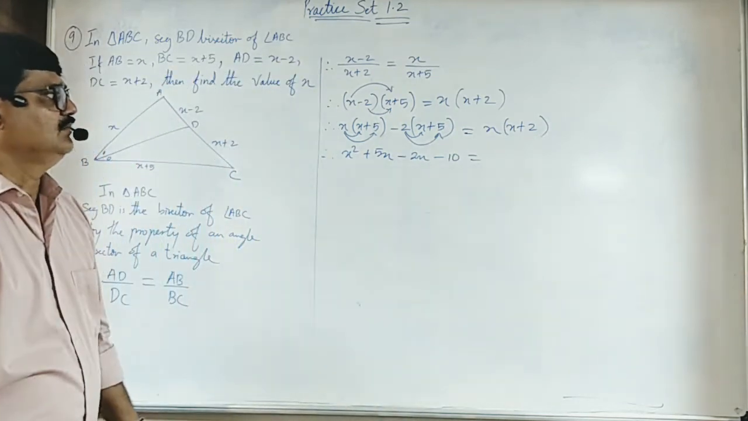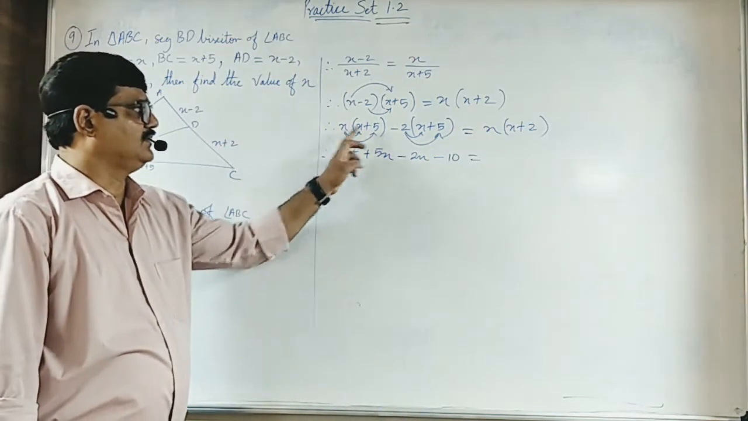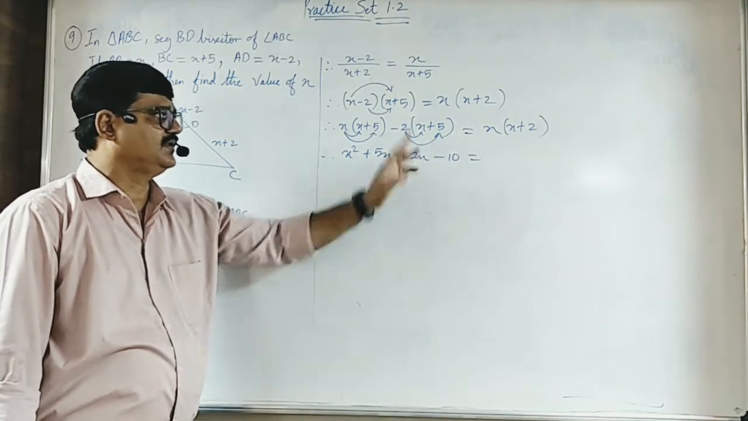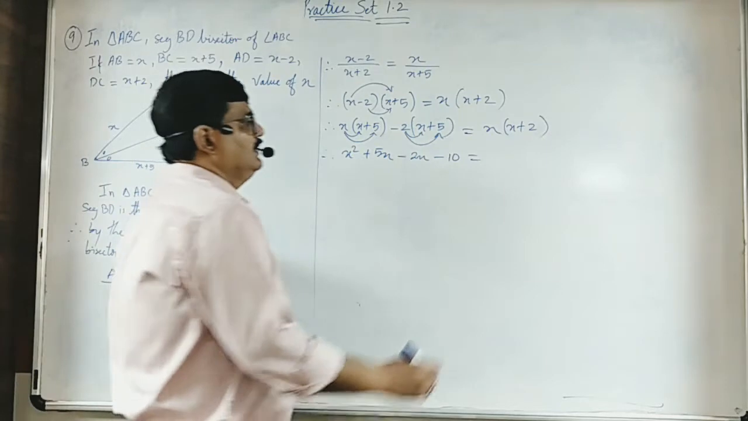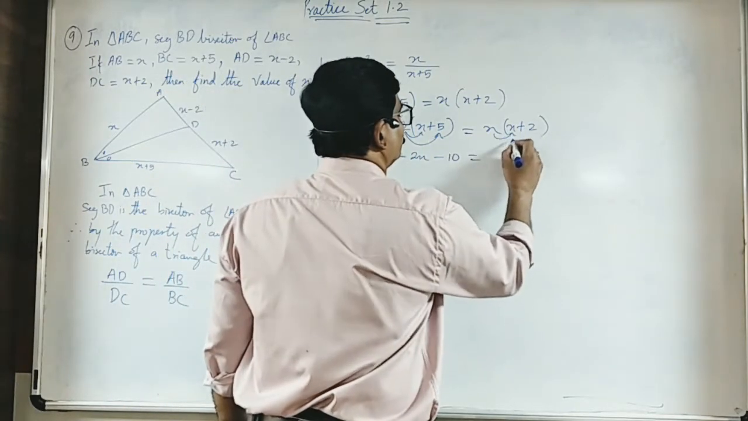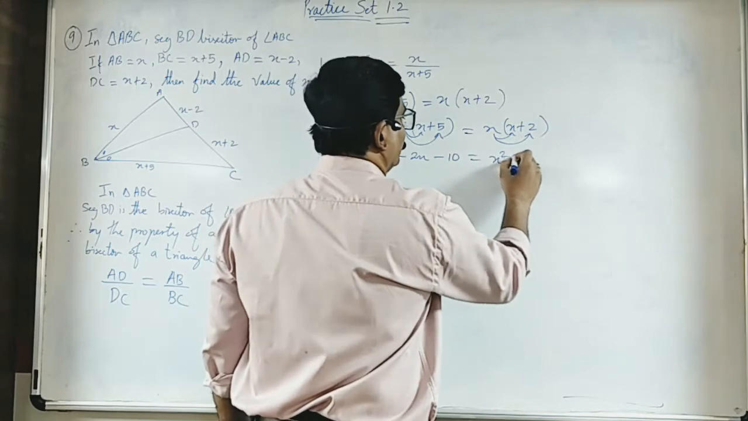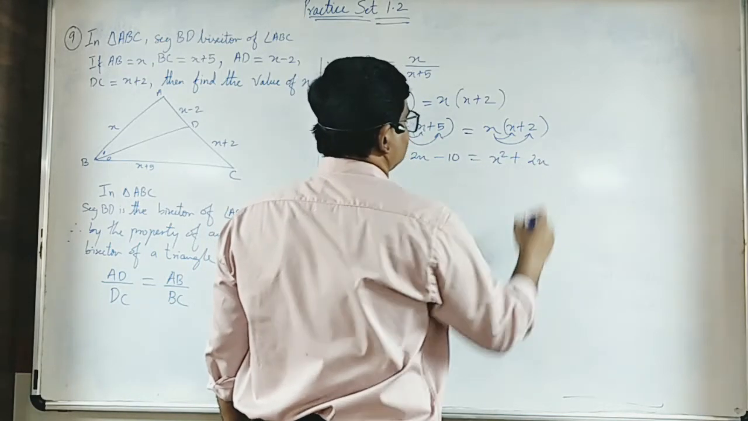How can I multiply it over here? x into x is x square, x into 5 is 5x, minus 2 into x is minus 2x, minus into plus is minus, 2 5s are 10. Now here this x will go and multiply with this x, and this x will multiply with 2. This is very simple: x square plus 2x.